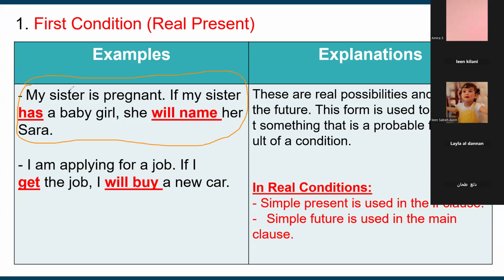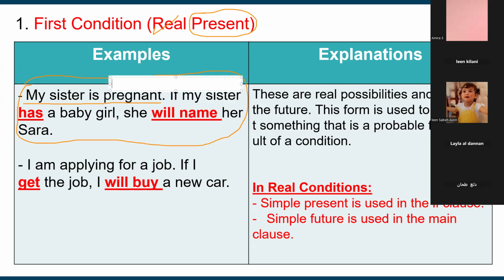Okay, let's look at this example very clearly. Read the first sentence again, Leen. My sister is pregnant. Stop. My sister is pregnant. Is this happening now in the present? Yes. Is it real? Yes. It's a fact. Okay, it is a fact. Thank you, Dala. Bravo.